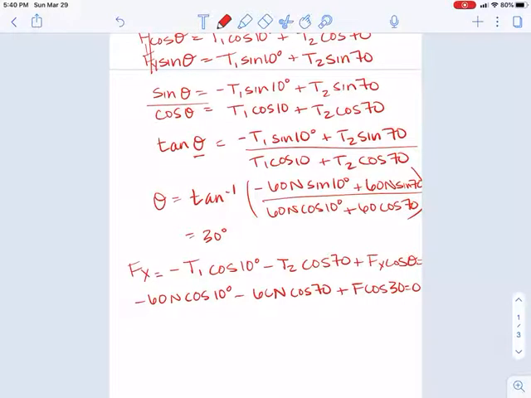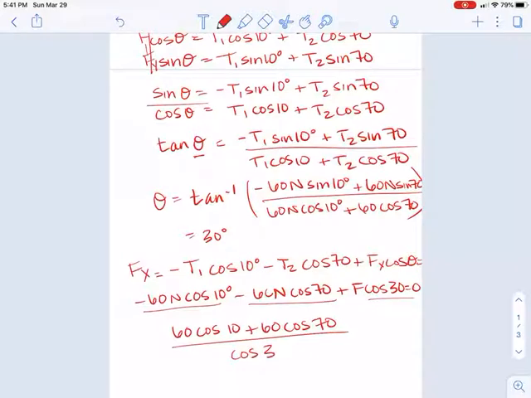So now if you solve for force, you're going to move that over to the other side and move that over to the other side and divide by cosine 30. So you've got 60 cosine 10 plus 60 cosine 70, divided by cosine 30, which is equal to 92 newtons. And that is your answer. That was a long one.